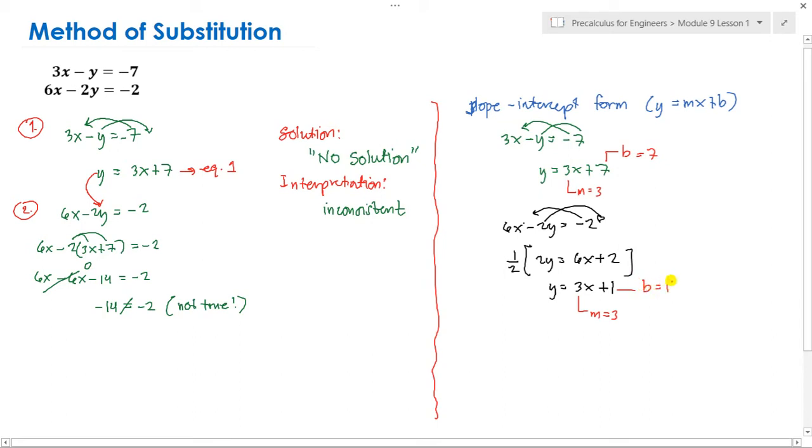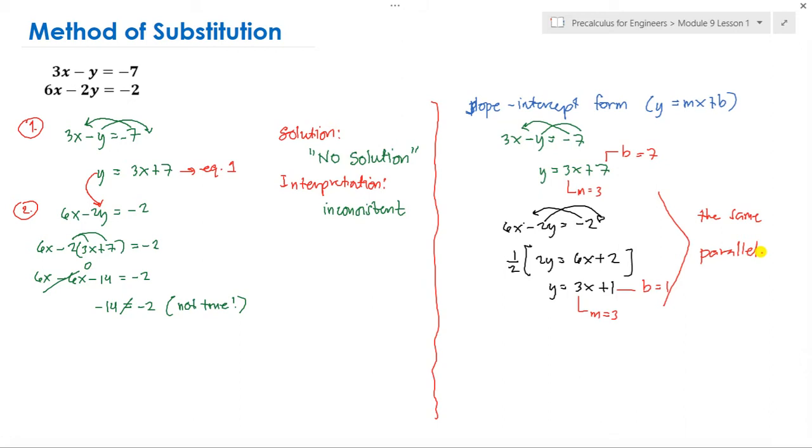So as you notice, class, they have the same slope. Remember from analytic geometry that if we have the same slope, meaning they are parallel to each other. And parallel equations don't have a solution. They have nothing in common. So therefore, this one is an inconsistent system.